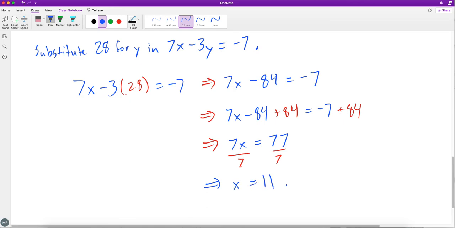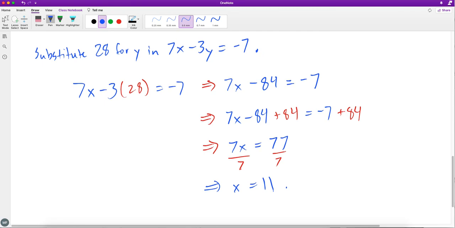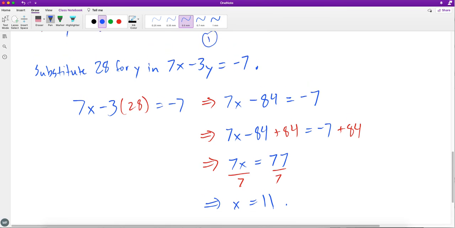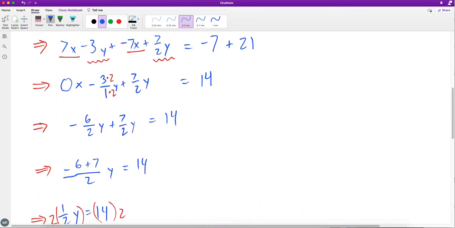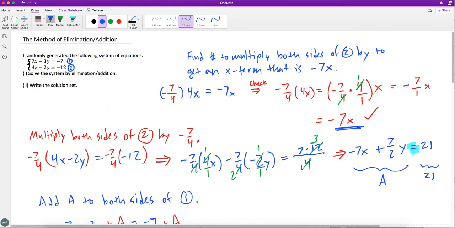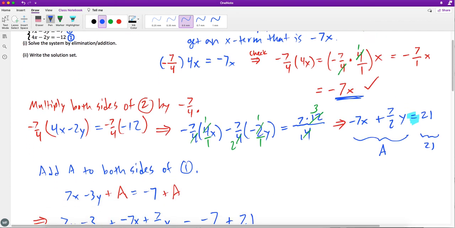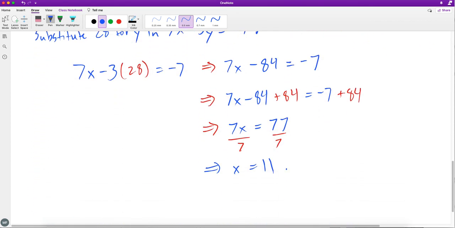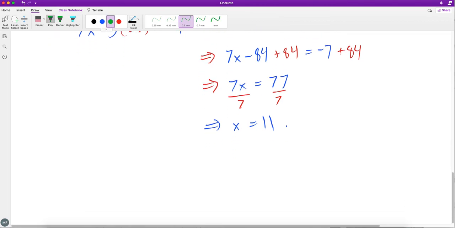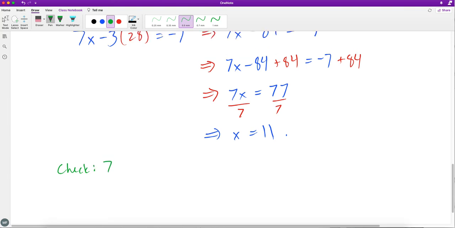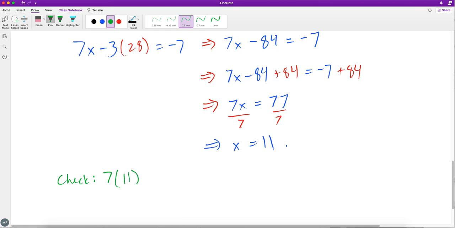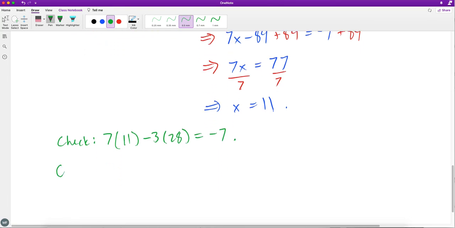So this is actually a much nicer solution than it could have been. We could have ended up with something that requires a lot of decimals or a fraction with a nasty denominator. But even though it is a little bit nicer than we expected, we should still check it. So we're pretty much guaranteed it's going to work in the first one since that's where I just got it from, but it doesn't hurt to check. Okay, but I'm going to leave that to you. So you're going to check that 7 times 11 minus 3 times 28 really does equal negative 7. Okay, you should do that. But we'll do this one together.